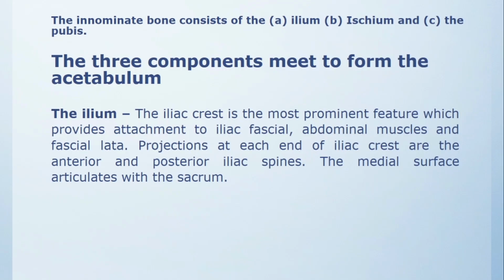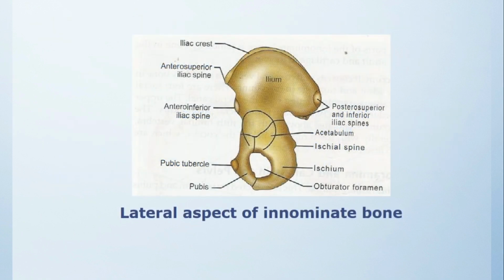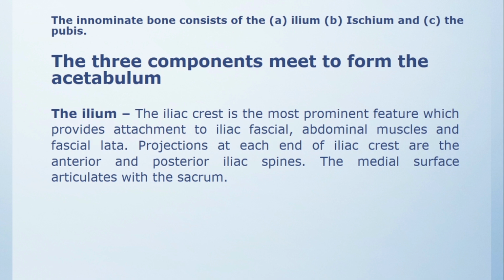As I've said, the innominate bone consists of the ilium, the ischium, and the pubis. The three components meet at the acetabulum. You can see the portion of the ilium, the portion of the ischium, and the portion of the pubic bone. The iliac crest is the most prominent feature, which provides attachment to the iliac fascia, abdominal muscles, and the fascia lata. Projections at each end of the iliac crest are the anterior and posterior iliac spines.